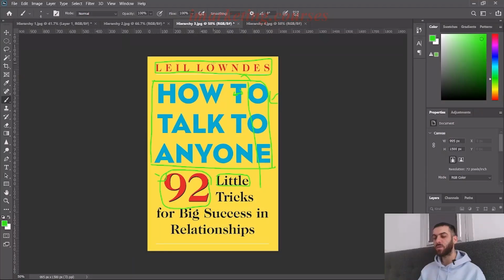Now, the author name, sometimes they're going to have it bigger or smaller than the subtitle. It depends on how well known the author is. But if people know the author and they trust the author, then they can afford to make the author name a little bit bigger, because they might get the sale just purely based on the author name.